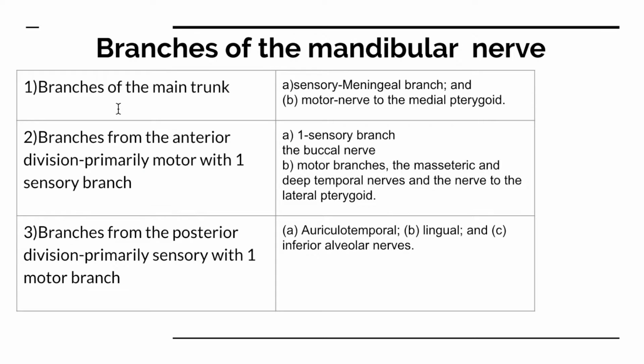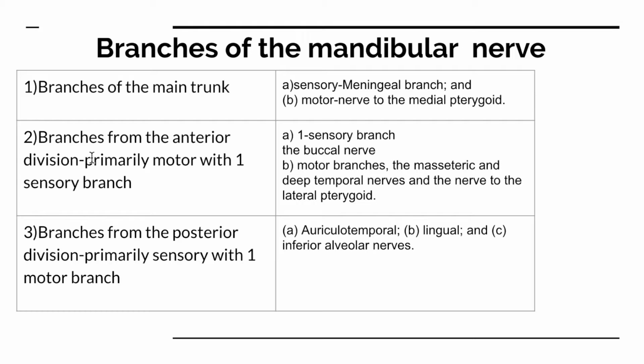Now let's talk about the branches of the mandibular nerve. So there are branches that arise from the main trunk, from the anterior division, and from the posterior division. From the main trunk, we have two branches: the sensory, the nervus spinosus or the meningeal branch, and the motor, which is the nerve to the medial pterygoid.